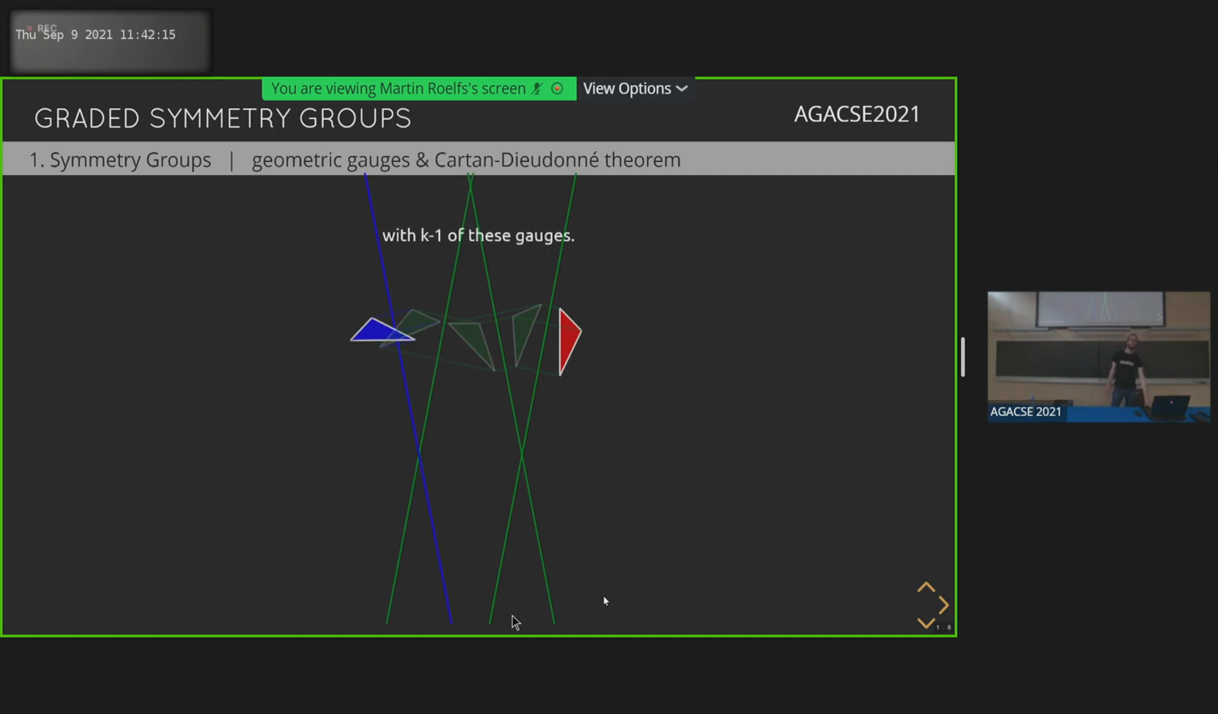Maybe I'll let that play out one more time. So this is the important part. You can just freely rotate about these intersections, and we can use that to make some of them disappear.